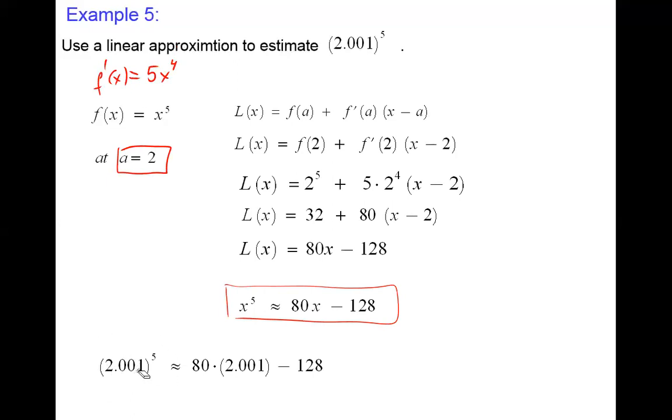And now I have to estimate 2.001 to the power of 5. Instead of x, in the linearization, I'm substituting that number, 2.001. Multiplying by 80, subtracting 128, we're getting 32.08. And taking the actual number to the power of 5 by hand, I would probably have a problem getting this number. I mean, it's a long process. That's the thing that we can approximate.